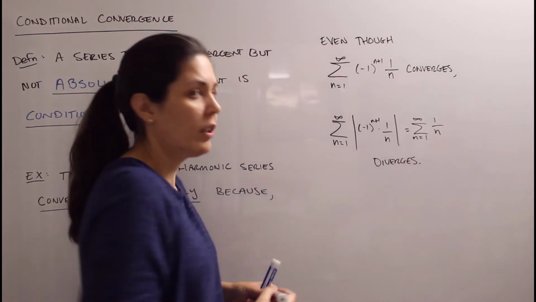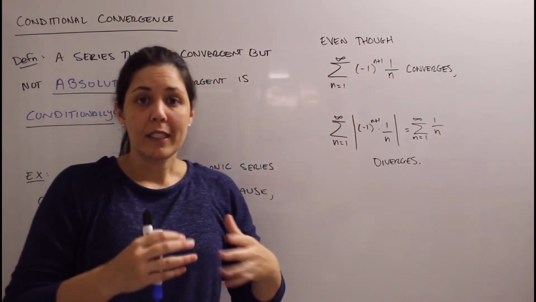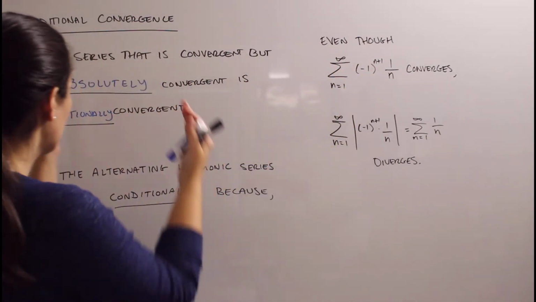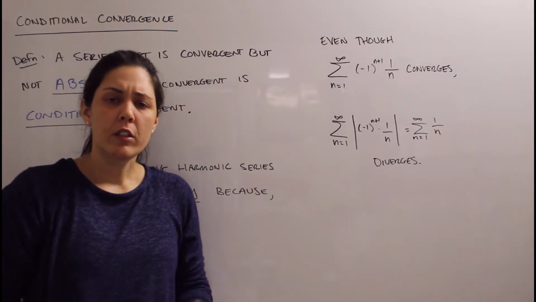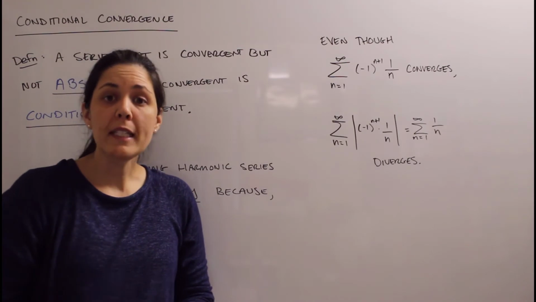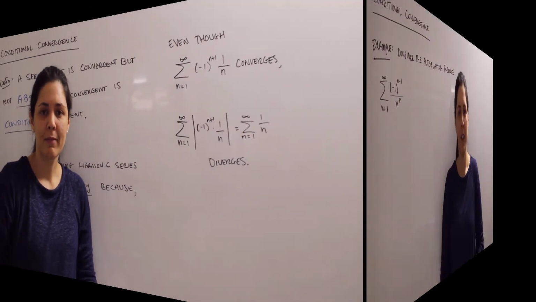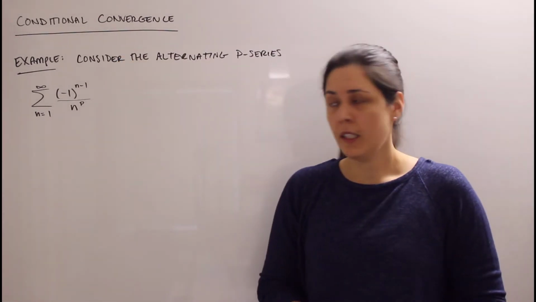So that's what conditional convergence is about: our series converges under certain conditions, but not always. If it's not always or absolutely convergent, then it's conditionally convergent. So let's take a look at the p series and how it is affected by this whole concept. Okay, let's look at the alternating p series.